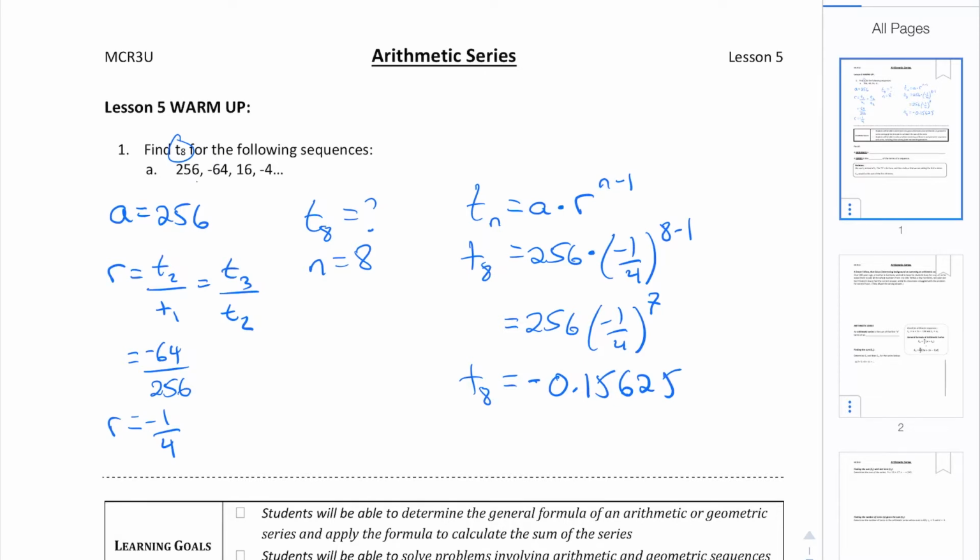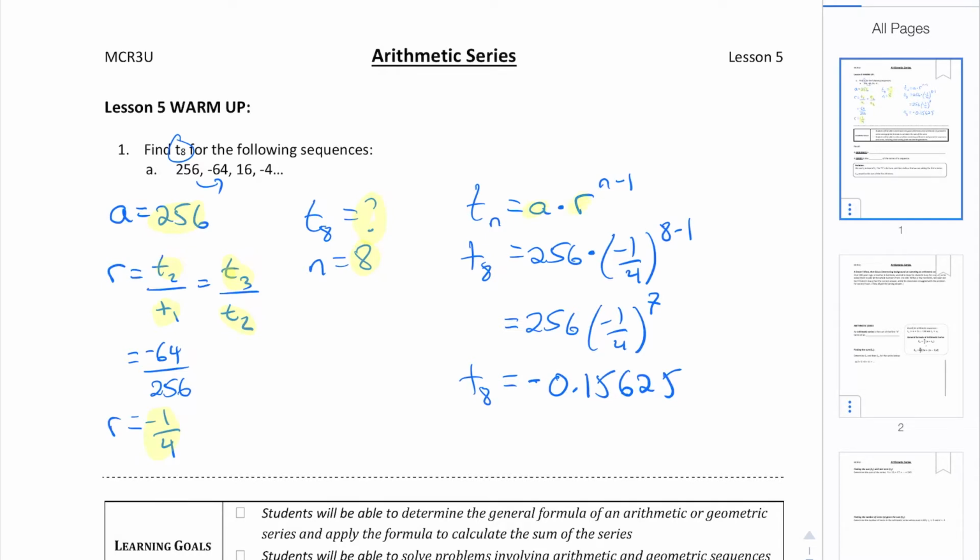It says find t of 8, so the 8th term of this sequence. In order to do that, we need to recognize first that it is indeed a geometric sequence. So we want to take successive terms and divide them by each other. Like T2 over T1 should be the same as T3 over T2, or the ratio of terms, which should be the same as T4 over T3, and so on. And if you do that, you find that you're multiplying each term by -1/4.